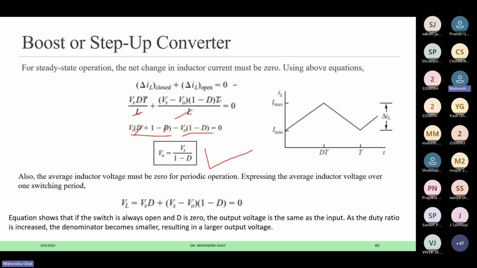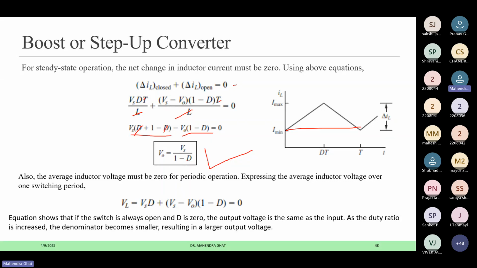So the same thing we are applying. Whatever delta IL we calculate when the switch is closed, whatever voltage across the inductor is applied, from that we will calculate the delta IL close. Similarly, when the switch is open, we will see the voltage across the inductor, and from that again we will calculate the delta IL open. We will add both the delta IL close and open and equate to 0 because they are reaching the same position. So there is no change in delta IL after the T cycle. And if I put all these values and simplify, I will get the output equation. Clear?